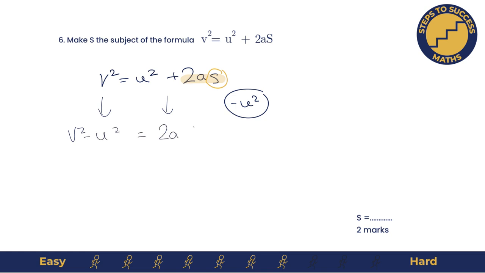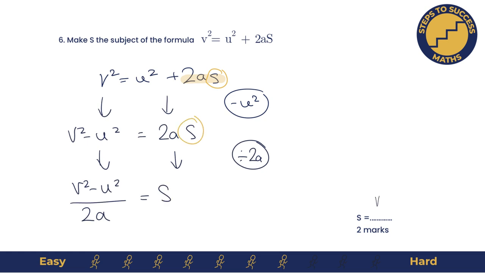We're still looking for S, and it's being timesed by 2 and A. So we can divide it in one go by 2A. V squared minus U squared all over 2A is equal to S. Make sure you show that it's dividing all the way along. Don't just put it over one part. So we've got S is equal to V squared minus U squared over 2A.